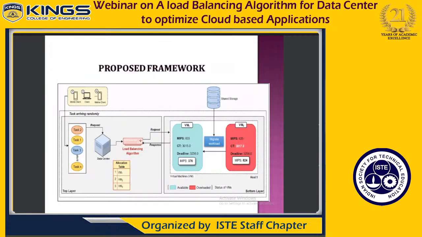Next, the proposed framework. This framework consists of two layers. One is the top layer, the other is the bottom layer. In the top layer, the client sends one or more tasks to the virtual machines, and using the cloudlet based time shared algorithm, they share the task to the virtual machine. They're using three parameters, like I already said: makespan time, deadline, and completion time.